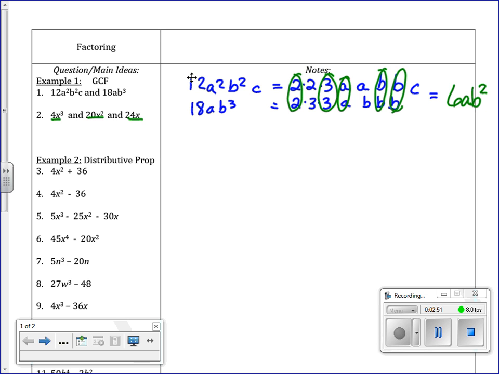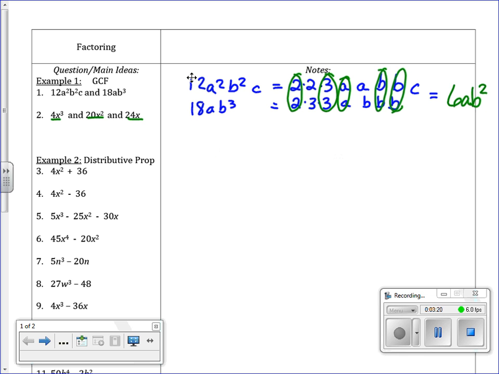Now let's move on to the distributive property. What we've been doing up to this point with the distributive property is something like this. You don't have to write this down, but we have 2 times x squared plus 3, and we multiply 2 times the x squared, 2 times the 3, so we end up with 2x squared plus 6. Okay, that's what we've been doing with the distributive property up to this point.